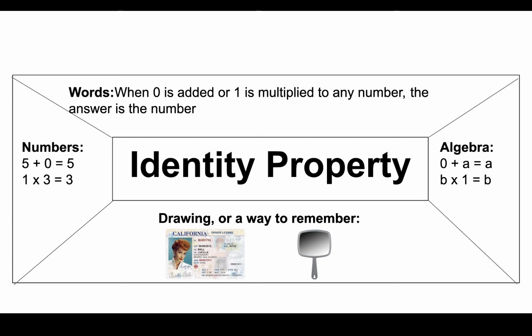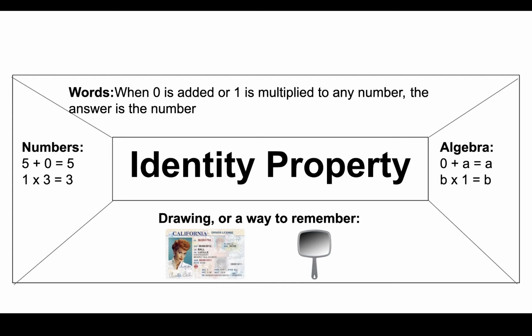A drawing or a way to remember this property, I'm a huge fan of the mirror because I think about, like, when I look in the mirror I see me. So it's like when 5 looks in the mirror and it's being added to 0, like the plus 0 is the mirror, it's going to see 5. When 3 looks in the mirror and is multiplied by 1, it's going to see 3. So identity is just a way to remind you that these numbers are going to be seeing themselves. So the answer is going to be the number.